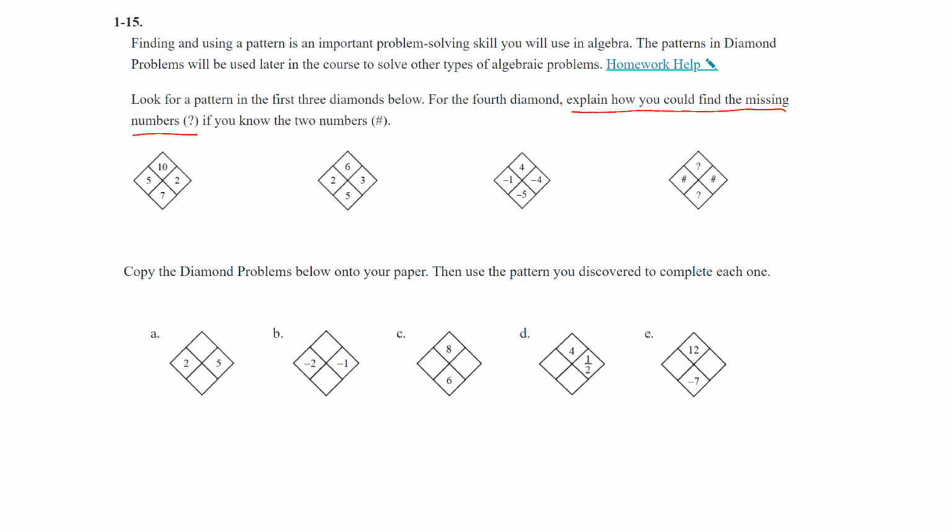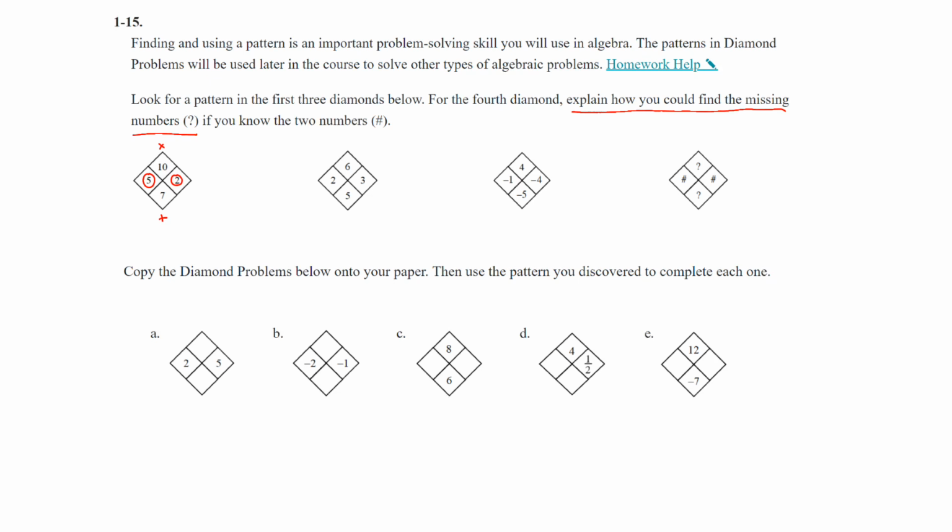So right now you're looking at the 4 diamond problems below. They're all complete except the last one. So what we're trying to identify is how are these numbers being formed? And you're trying to come up with a conjecture, and then we're going to see if it works for all of the 3 that are completed. So what I notice here, a couple different things, but you have these 2 numbers, the 5 and the 2. I realize that they add to give you 7. And then if you multiply them, they multiply to give you 10.